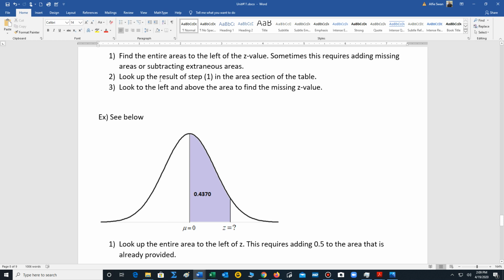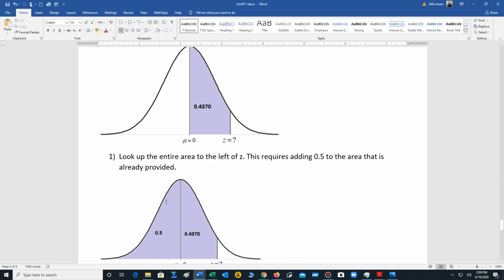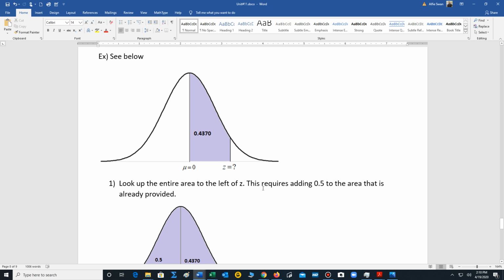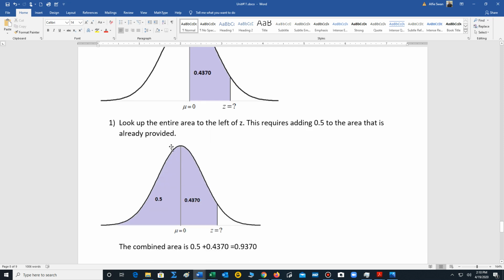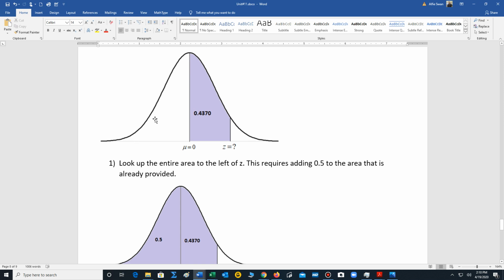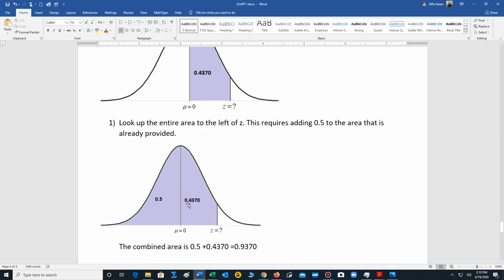Okay, so let's take a look. And then after we get that entire area, you're going to go back to your table and look up that area, or the area closest to it, to find the missing z-value. So let's go through this. The first step is you want to get the area to the left of the z-value. For this example, it's an area between 0 and z, and it's 0.4370. If we want the entire area to the left, you have to fill in this empty space here. That empty space is equal to 0.5, because remember, half the area is to the left of the mean. So now we combine these two areas, 0.5 plus 0.4370, that's 0.9370.